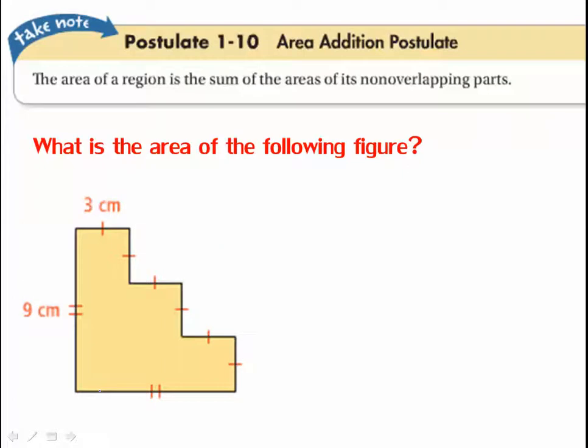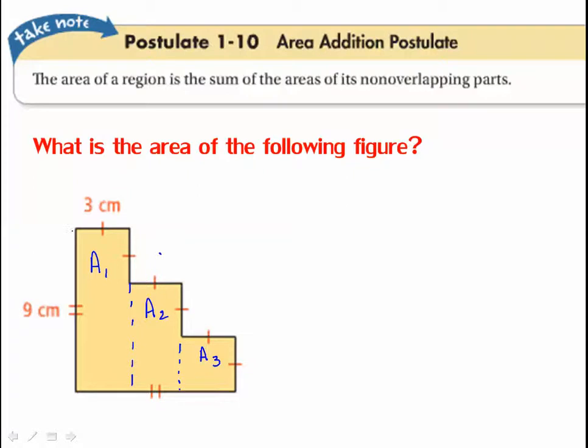Postulate 110 is the area addition postulate, and it simply says that the area of a region is the sum of the areas of its non-overlapping parts. In other words, if you have an odd-shaped figure, you can cut it into shapes, like rectangles or triangles, and then simply add the areas of those regions together. One way to do this problem would be to cut each of these into rectangular slices vertically. I've now changed this into 3 separate areas.